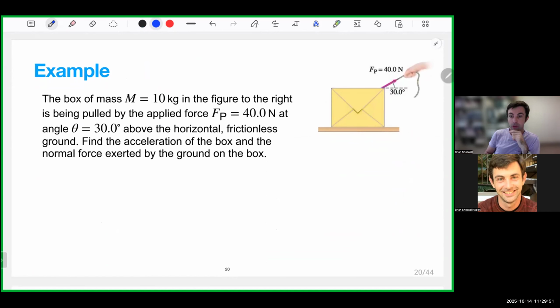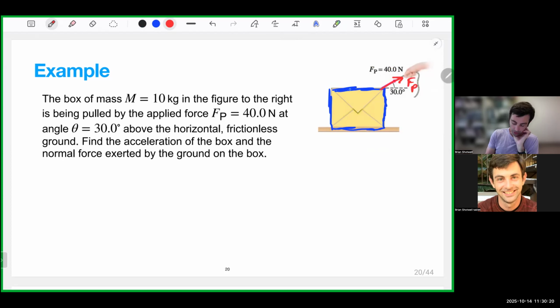And the angle is 30 degrees relative to the horizontal. And the box has no friction right here. Find the acceleration of the box and the normal force exerted by the ground on the box. So we're going to draw a free body diagram, and our object is going to be this envelope-looking box. And one of the forces is going to be this F pull. So we'll just use the FP because it was already labeled for us.